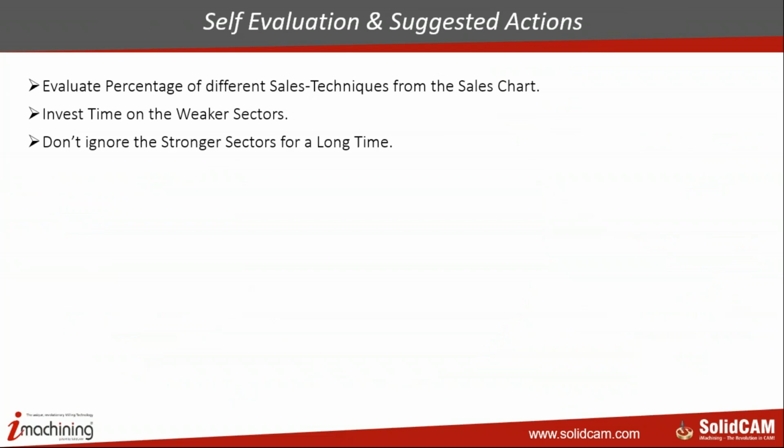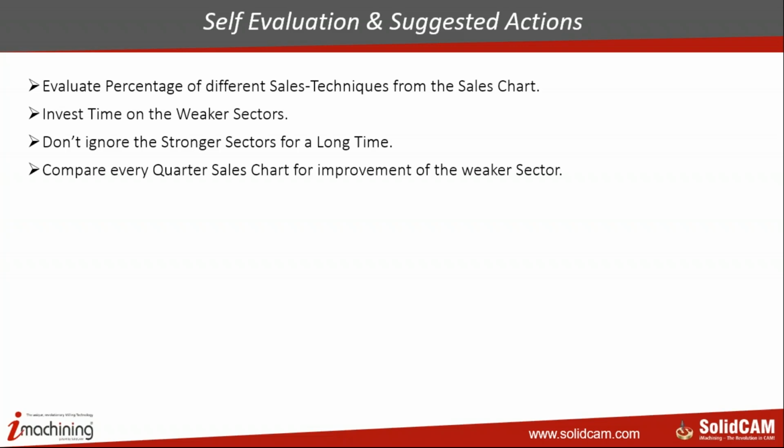Point number 3: don't ignore the stronger sector for a long time. Normally what happens, we feel that, for example, in India we're getting leads from complex machines, 25%, so we feel very confident. Okay, nobody can take us on this. Don't be overconfident. This is the only sector which is actually giving you money. Keep constant focus on this. Don't invest more time, but don't leave this sector.